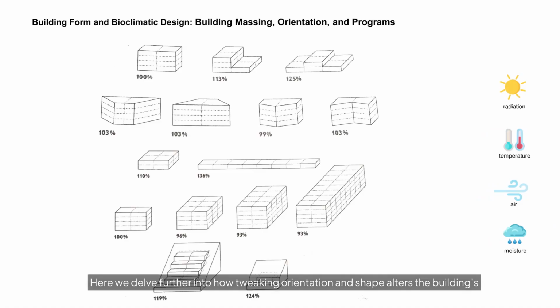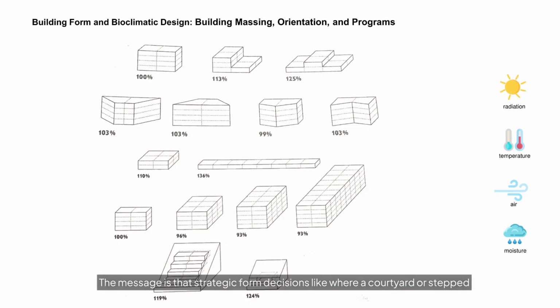Here we delve further into how tweaking orientation and shape alters the building's interaction with climate, resulting in energy savings expressed in percent. In effect, the design acts like a device that either invites or deflects natural forces. For instance, if we align a long building east-west, its broad sides face north and south, meaning they get more gentle indirect sunlight and less of the glaring east-west sun.